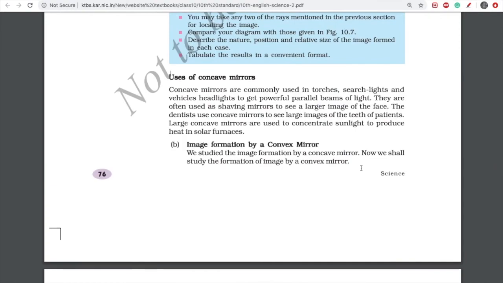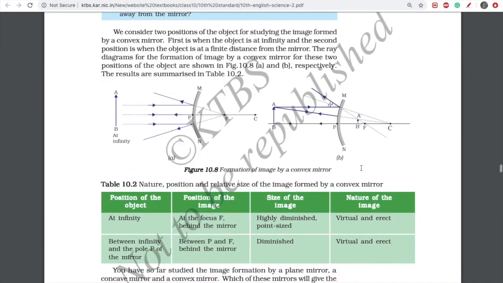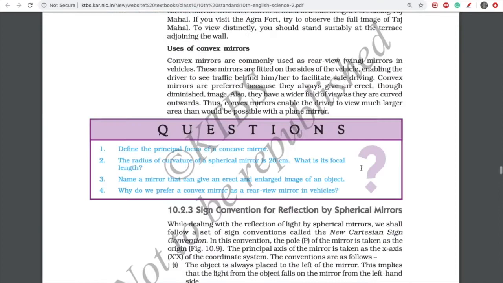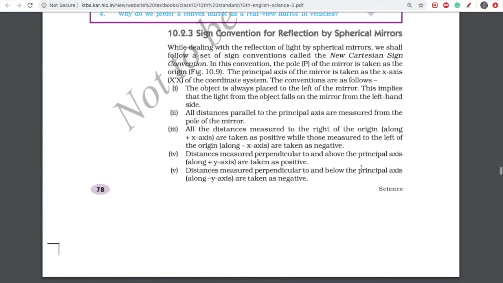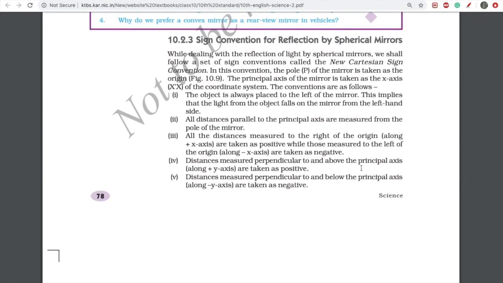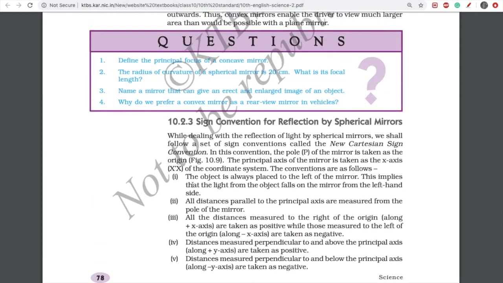Next, I think we will end this video here. In the next video we will see about refraction. Wait, we have not looked at the sign convention for reflection.